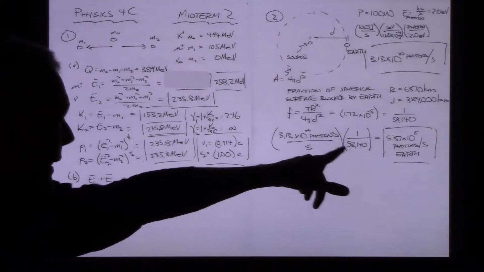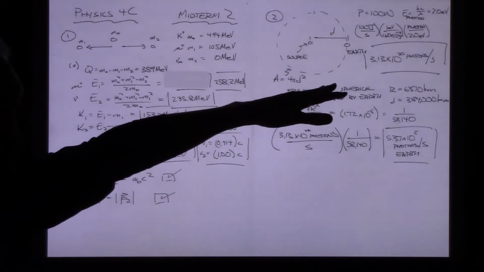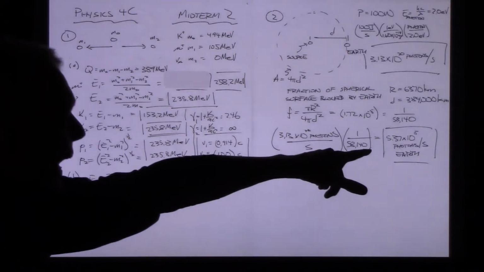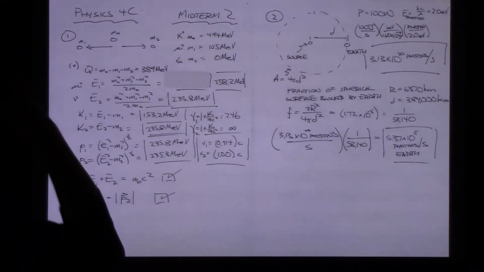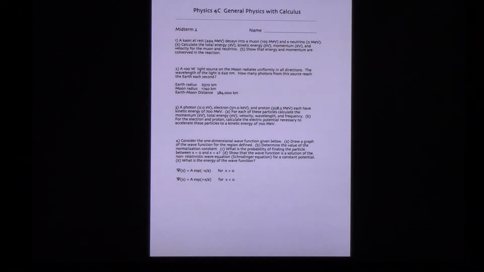So I put that in to find out of the total, the 3.13 times 10 to the 20th, and that left a really big number, 5.37 times 10 to the 15th each second. Now, it really didn't ask anything else.